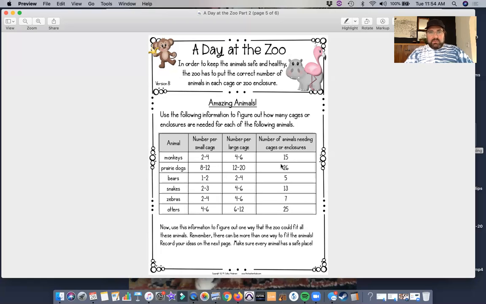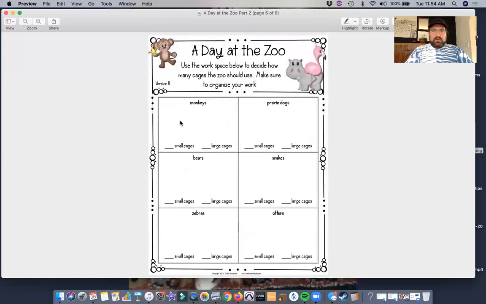Lots of different answers for this. Here is your workspace down here. You use the workspace below to decide how many cages the zoo should use. Make sure to organize your work, okay? So you want to draw your pictures here and then fill in how many small cages you used and how many large cages you used, okay? So that is our worksheet for today.